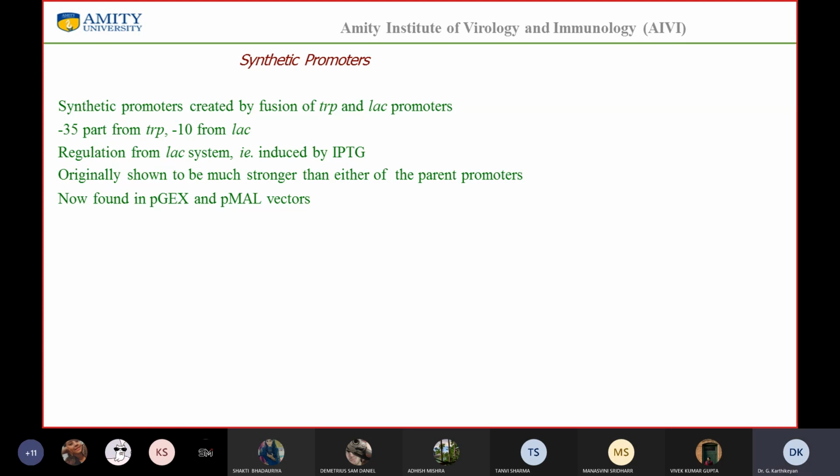So in this promoter, the -35 is from the trp region and the -10 is from the lac region. Typically this is again regulated by the lac system, so you can induce by IPTG. It was shown to be much stronger than either of the parent promoters. And this is typically what is found in pGEX and pMAL vectors.